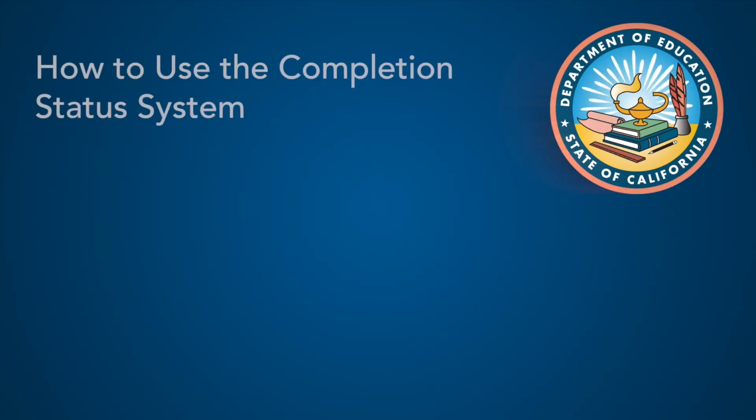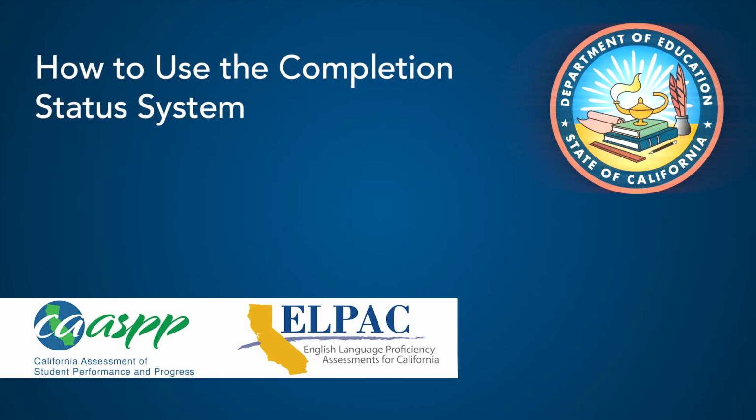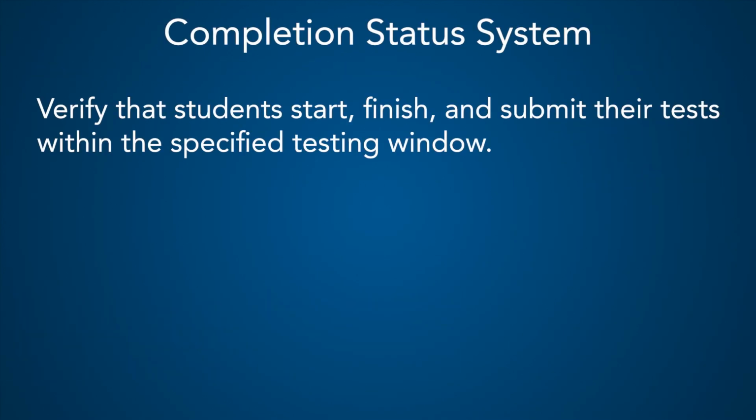Welcome to this demonstration video, sponsored by the California Department of Education, or CDE. This video covers how to use the completion status system to monitor testing progress for both the CAASPP and the ELPAC. Through the completion status system, local educational agency, or LEA, and test site coordinators can verify that students start, finish, and submit their tests within the specified testing window.